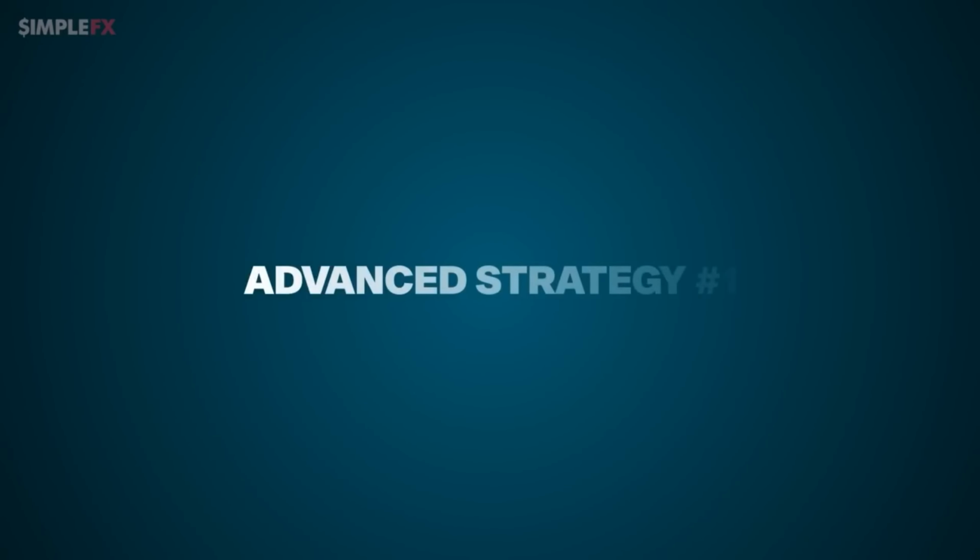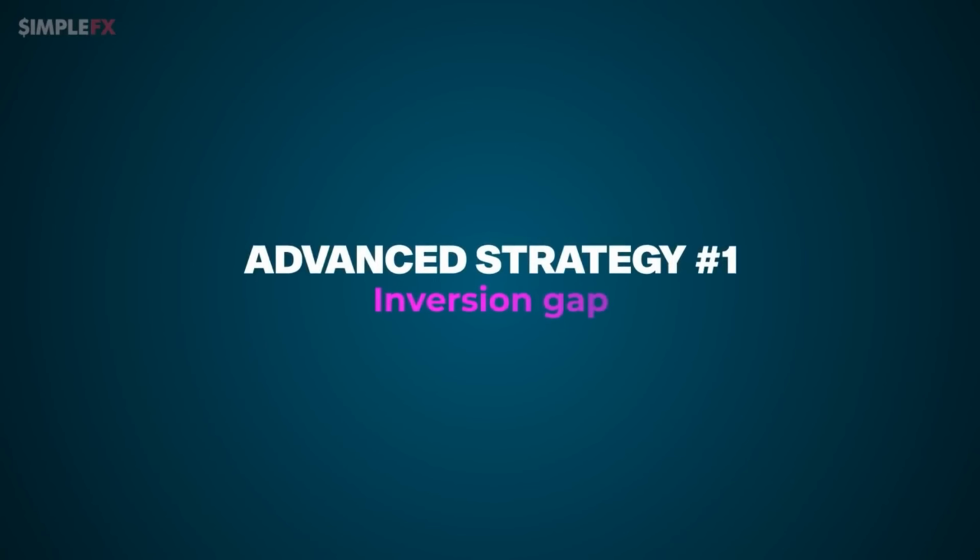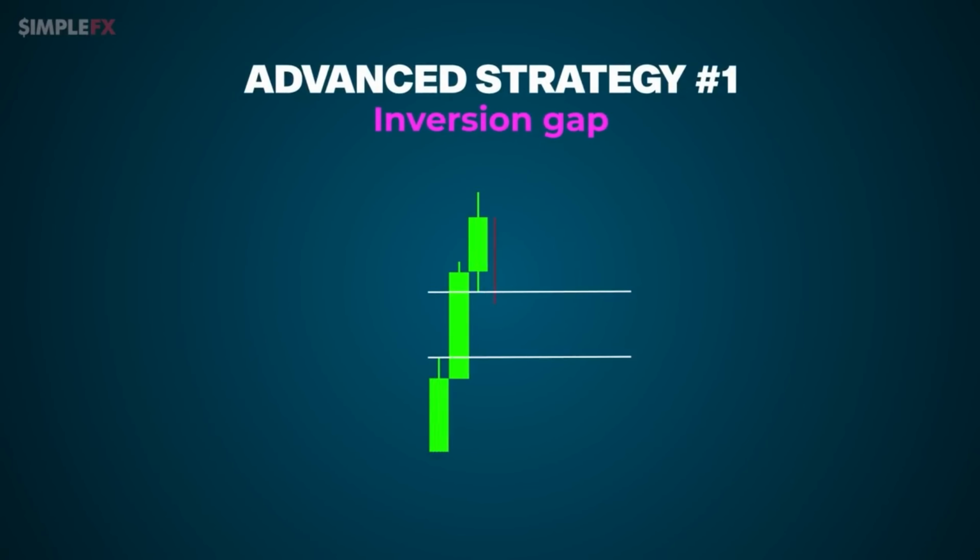Now let's move on to advanced strategy number 1. The first strategy is called inversion gap, which is a type of fair value gap that has been previously broken. Now, just because a fair value gap has been broken once doesn't mean it's no longer useful. In fact, you can utilize it one more time as the inversion gap, as there's a possibility that price could reject the level once on its next move.